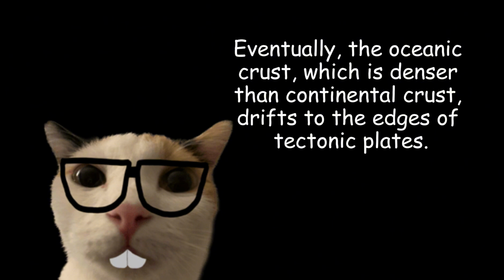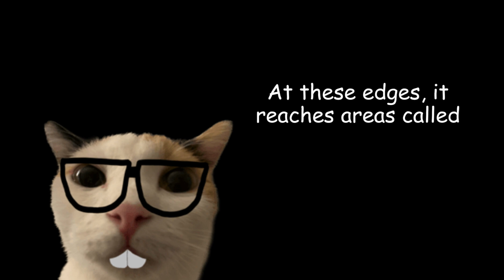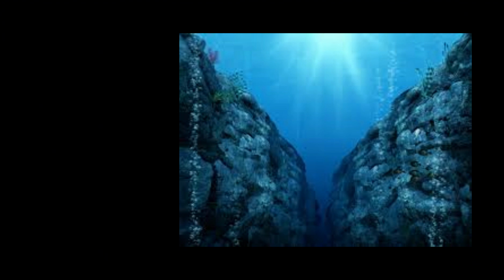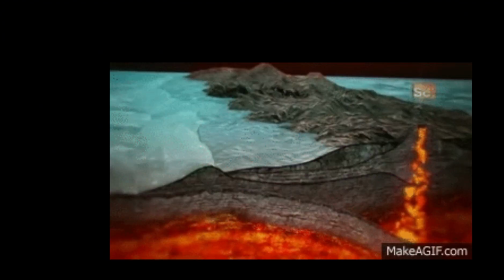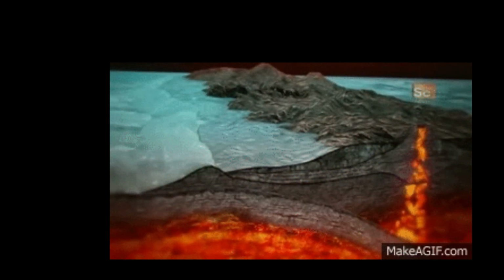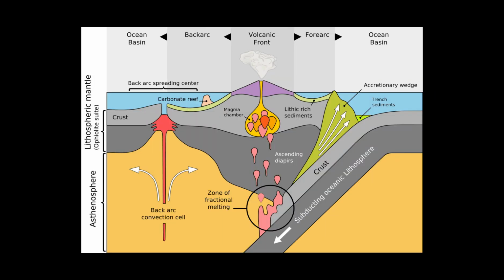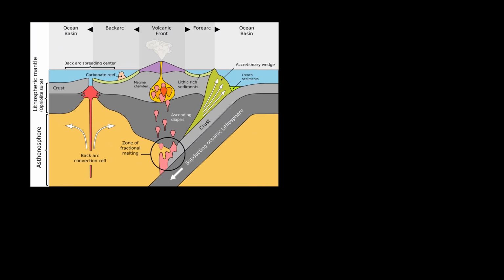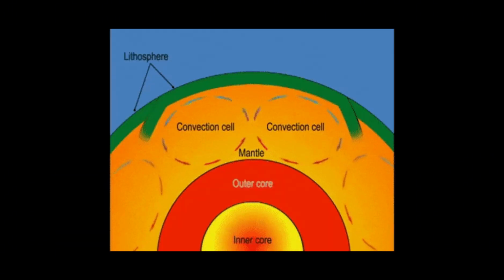Eventually, the oceanic crust, which is denser than continental crust, drifts to the edge of tectonic plates. At this edge, it reaches areas called subduction zones, which are often located in deep sea trenches. Here the older oceanic crust is forced downward beneath a lighter tectonic plate in a process known as subduction. As the crust descends deeper into the mantle, it is subjected to intense heat and pressure, causing it to melt and disintegrate back into molten rock. This material is then recycled into the mantle and may eventually become part of the magma that rises at mid-ocean ridges again, completing the cycle.